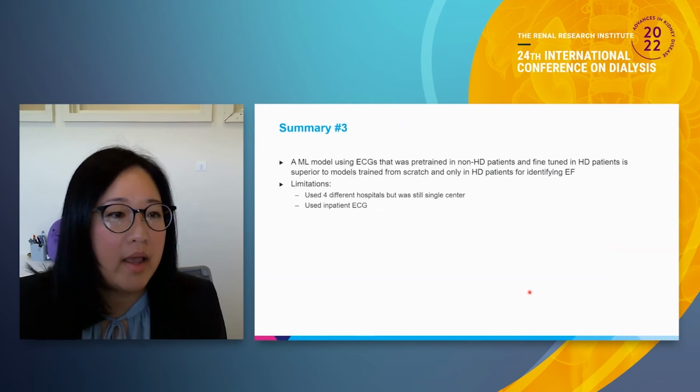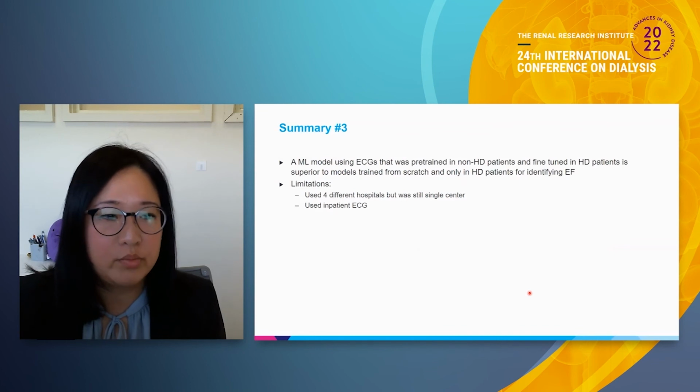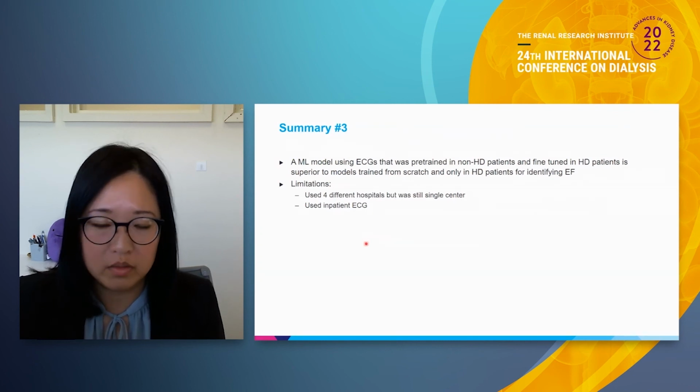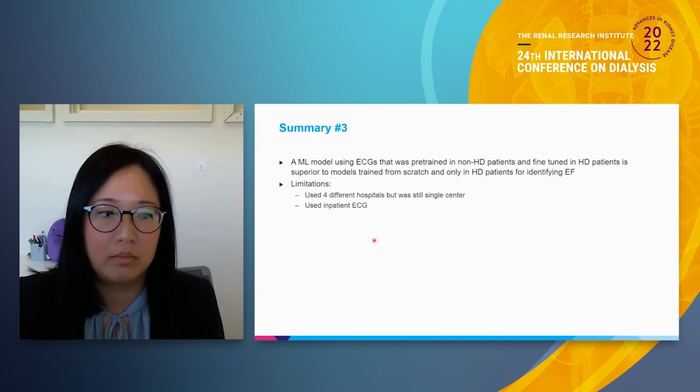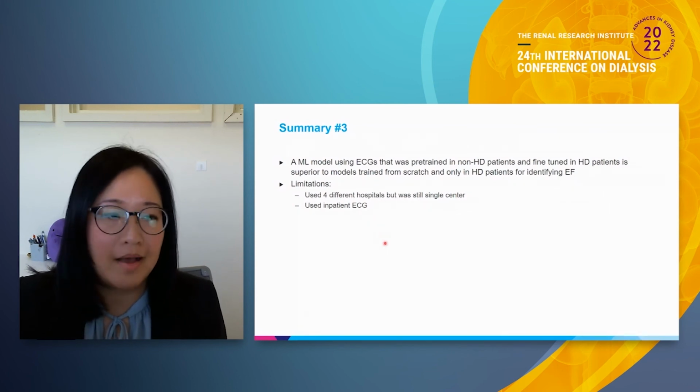So in summary, an ML model using ECGs that was pre-trained in non-HD patients and further fine-tuned in HD patients is superior to models trained from scratch and only in HD patients for identifying ejection fraction. Major limitations: we did use data from 4 different hospitals, however, it's still a single center study as they were all Mount Sinai Health System hospitals. Lastly, we used inpatient ECG data, which might not be representative of a steady state outpatient hemodialysis patient.